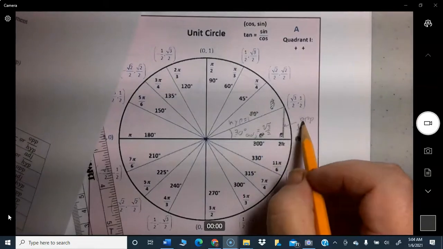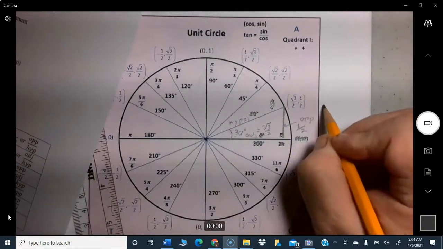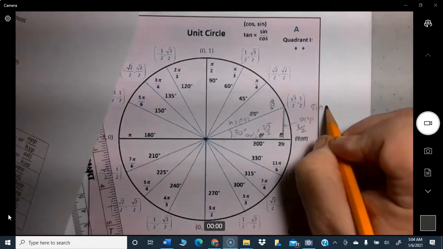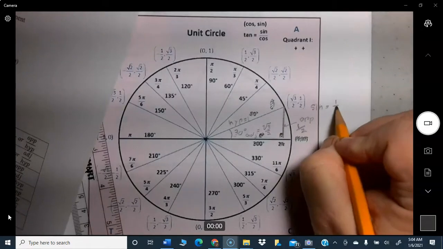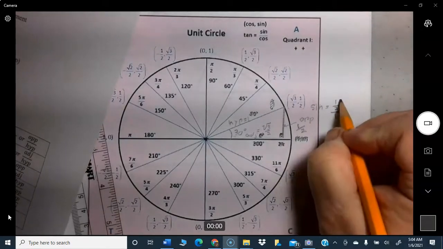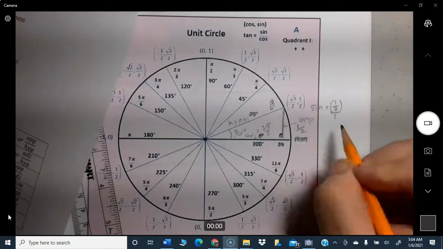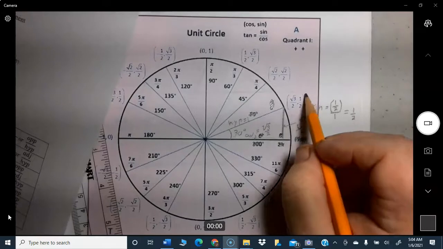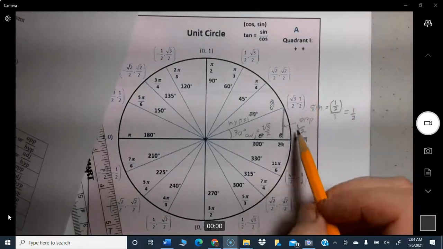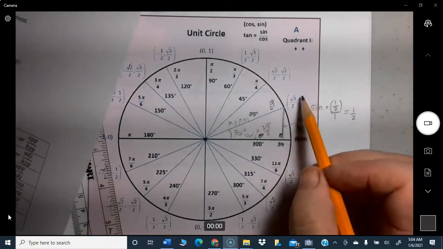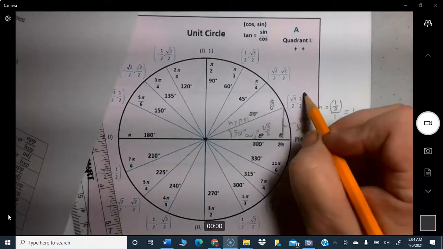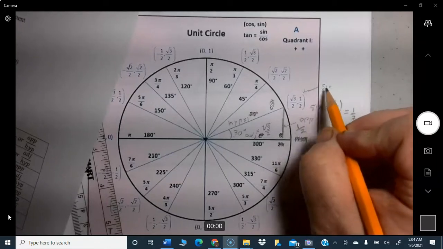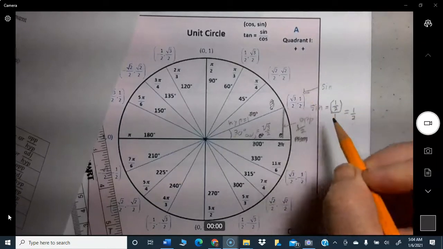So the sine is opposite over hypotenuse. So let's write that right here. That would be sine equals opposite 1/2 over hypotenuse, which is 1. Well, 1/2 over 1 is simply 1/2, so that equals 1/2. That means this number right here, it's the opposite, it's the 1/2, but it's also the sine. So this is sine right here, and that's this number right there.